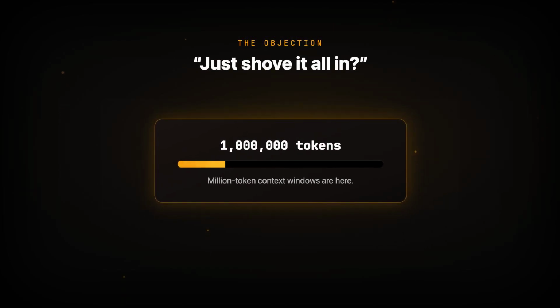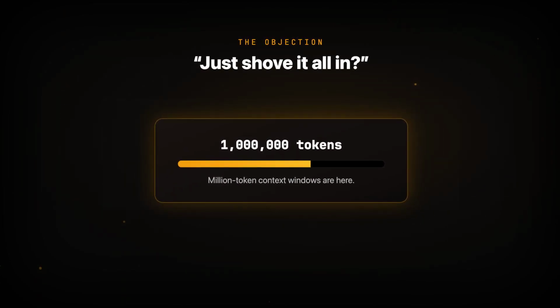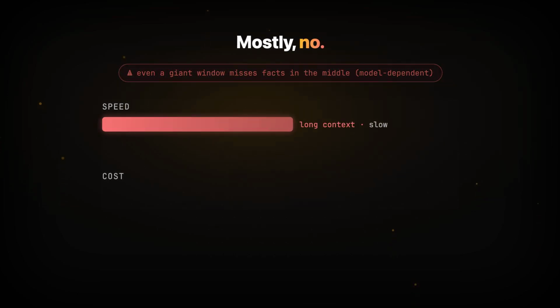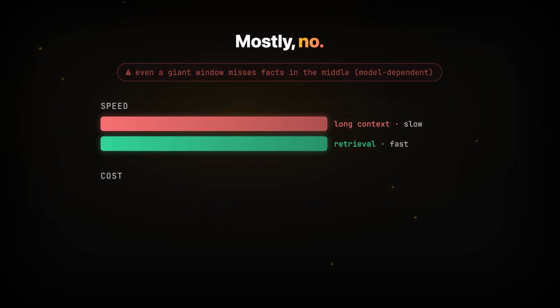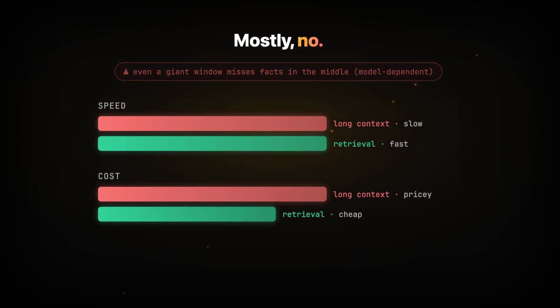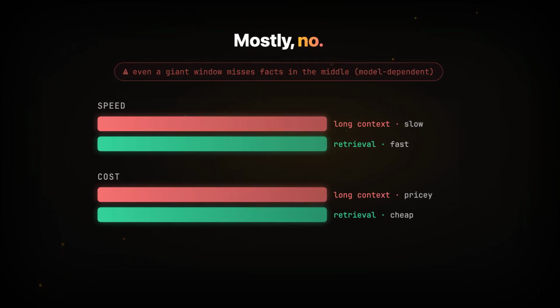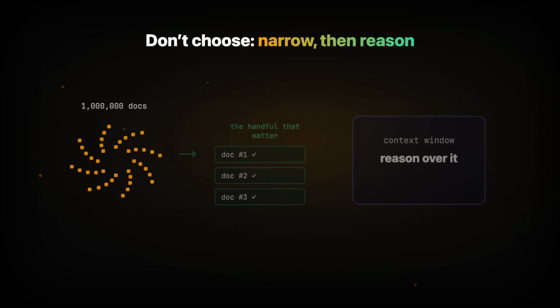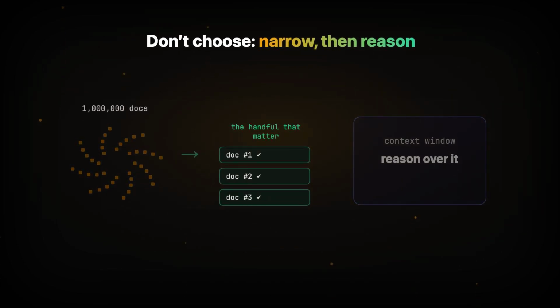At this point, you might be thinking, we have million token windows now. Can't I just put everything in and skip all this? Mostly no. Those large windows are slow and expensive. One analysis clocked a long context query at tens of seconds and pennies to dollars each versus retrieval at about a second for a small fraction of the cost. And even with a giant window, models still miss facts buried in the middle. It's a real effect, though how strong it is depends on the model.